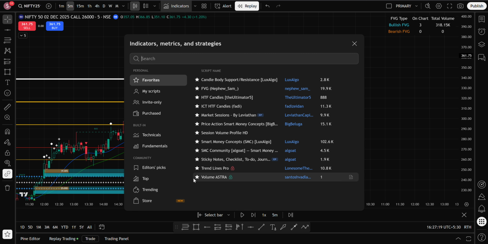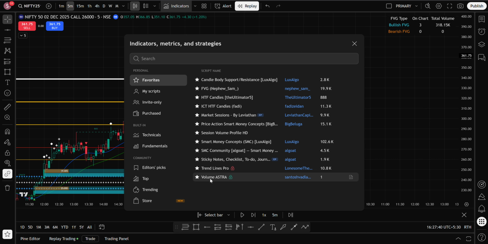As you all know, the name of the indicator is Volume Astra. I have just changed it, and the code is private. Why? Because I do not want to let people know about the values, and if I post it publicly, someone may copy it and make money with this. So I do not want to do that.